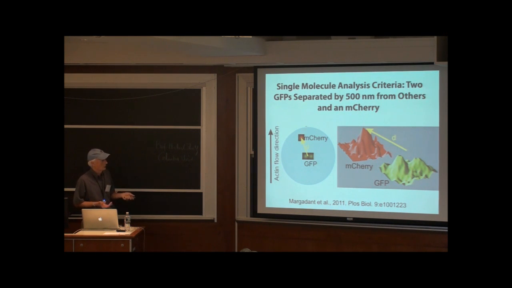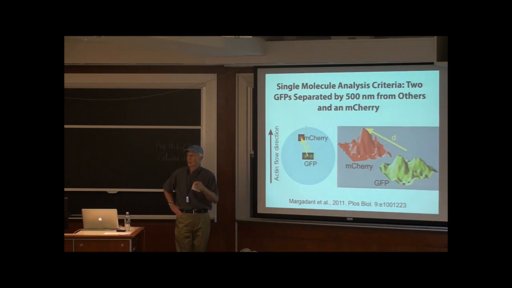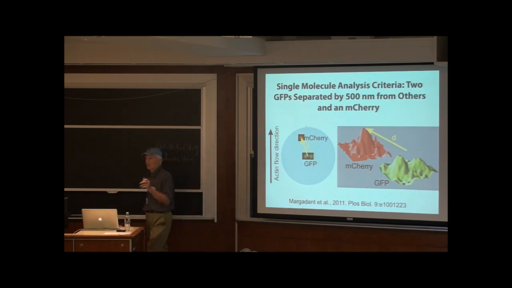And what was the important step for this paper was that Felix Margadant developed a program that would automatically look for pairs of GFP separated by 500 nanometers from others, and there was an mCherry in that region. The reason for one mCherry is that mCherry doesn't fold very well, and so only about half of the mCherries present are actually fluorescent. Okay, something you have to keep in mind when using these tools.